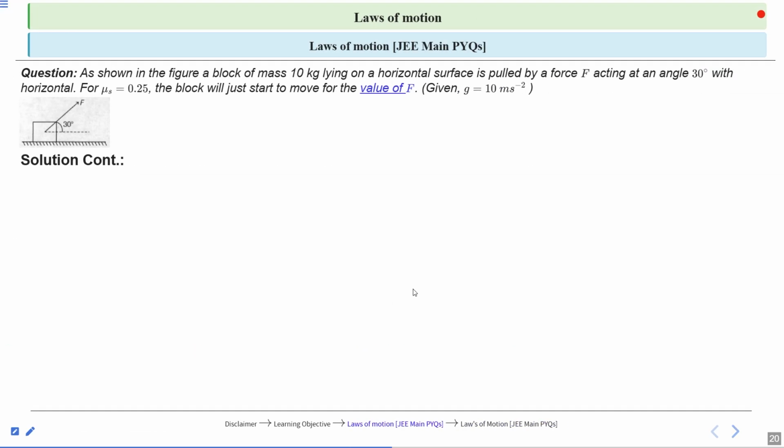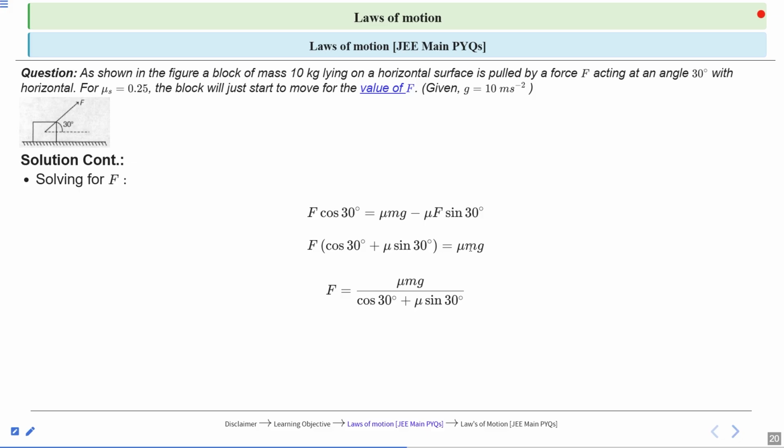We will get a term that is F. So F cos 30 degree is equal to mu mg minus mu F sine 30 degree. Here F is common. When we take the mu F sine 30 degree to the LHS, after taking the common, F cos 30 degree plus mu sine 30 degree is equal to mu mg. So this is just mathematical calculations. That's it. So F becomes mu mg divided by cos 30 degree plus mu sine 30 degree. Yes or no? So this is the force. Now we have to find out this force F.